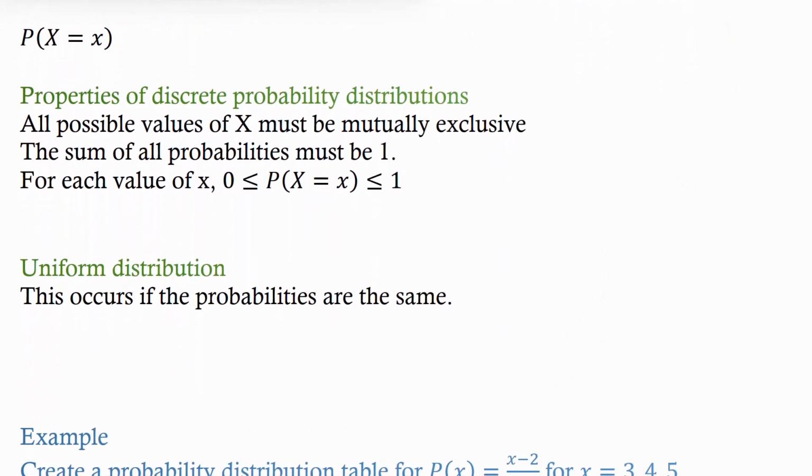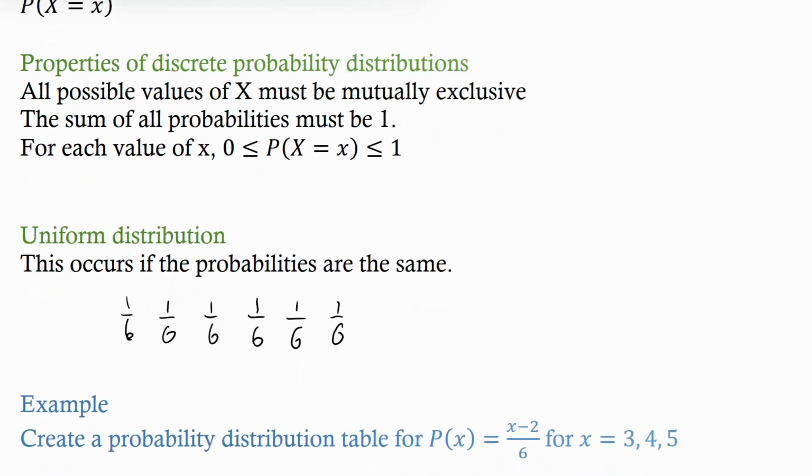Another thing that's important to remember is uniform distributions, and this occurs if the probabilities are the same. For example, rolling a die, each of the probabilities on rolling a die is 1 over 6. So 1 over 6, 1 over 6, 1 over 6, 1 over 6, and 1 over 6. There's 6 numbers, and they each have 1 over 6 as the probability, so that's a uniform distribution.